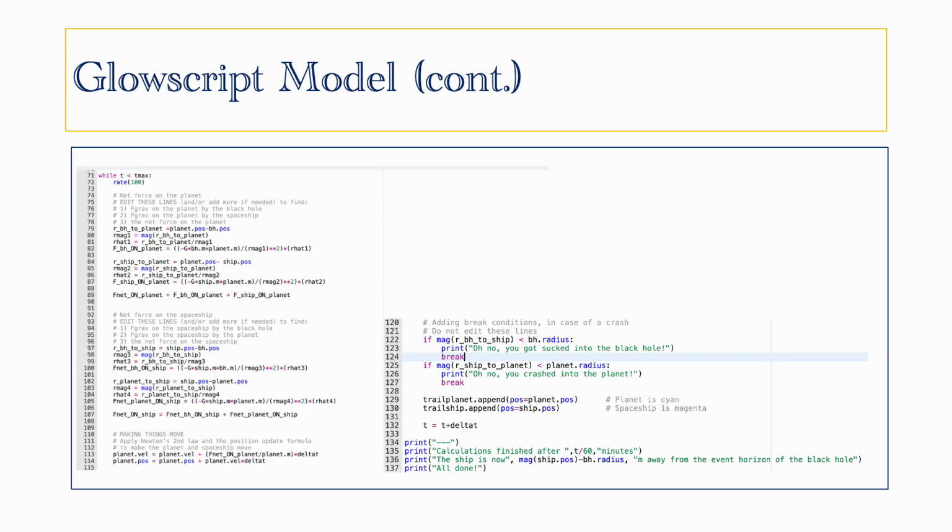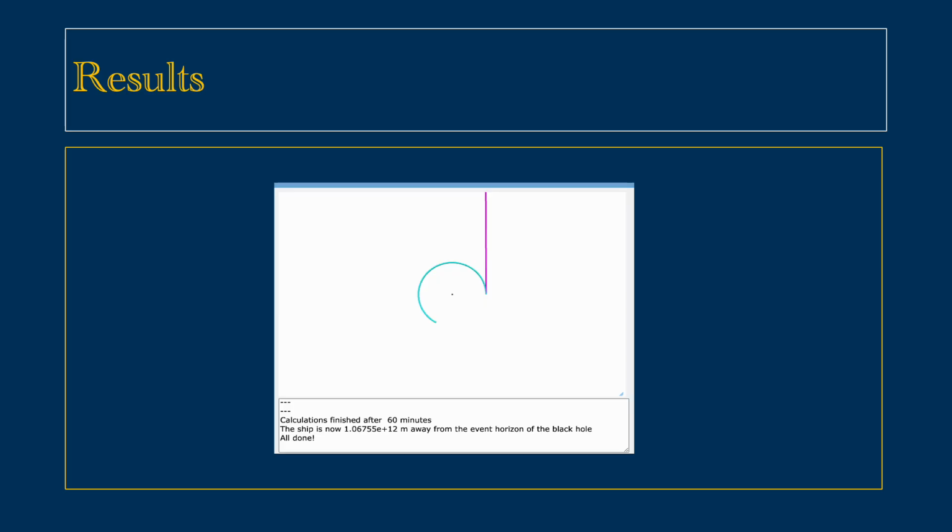So as we can see, we found first the net force on the planet, which includes the force of gravity on the planet by the black hole, force of gravity on the planet by the spaceship, and this is the net force on the planet. And then we found the net force on the spaceship, which includes force of gravity on the spaceship by the black hole and force of gravity on the spaceship by the planet. And then we apply Newton's second law and the position update formula to make the planet and the spaceship move. And we also added conditions to make sure that we have a way to understand just in case there's a crash, for example. And here are my results, and we also see the distance that the spaceship is away from the event horizon of the black hole.